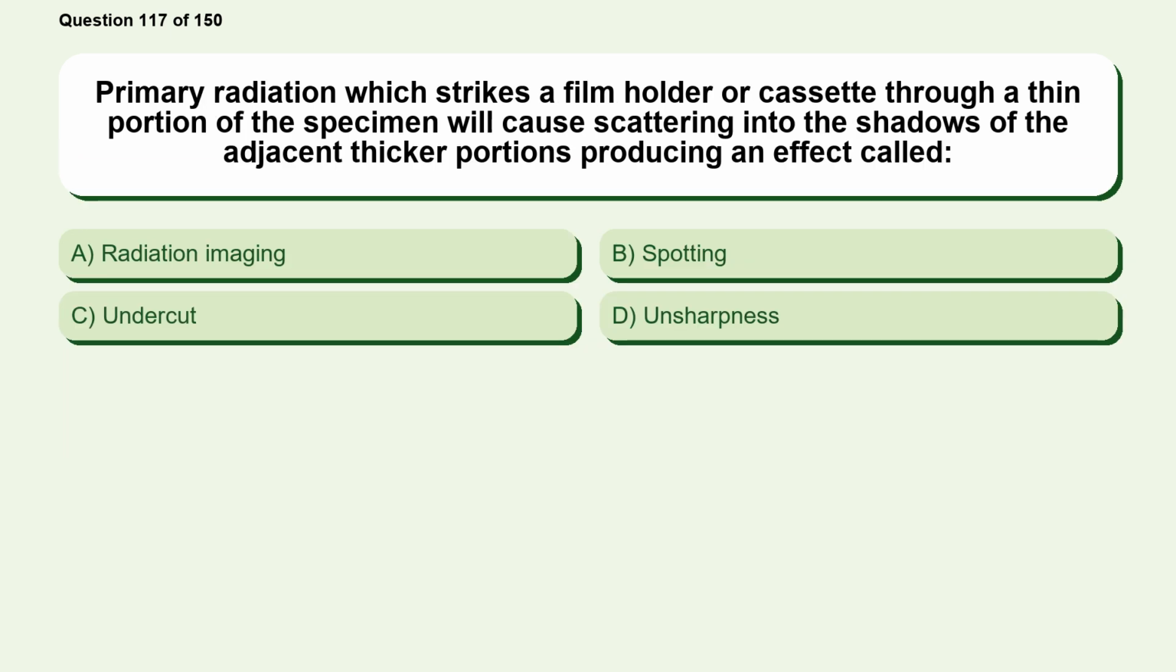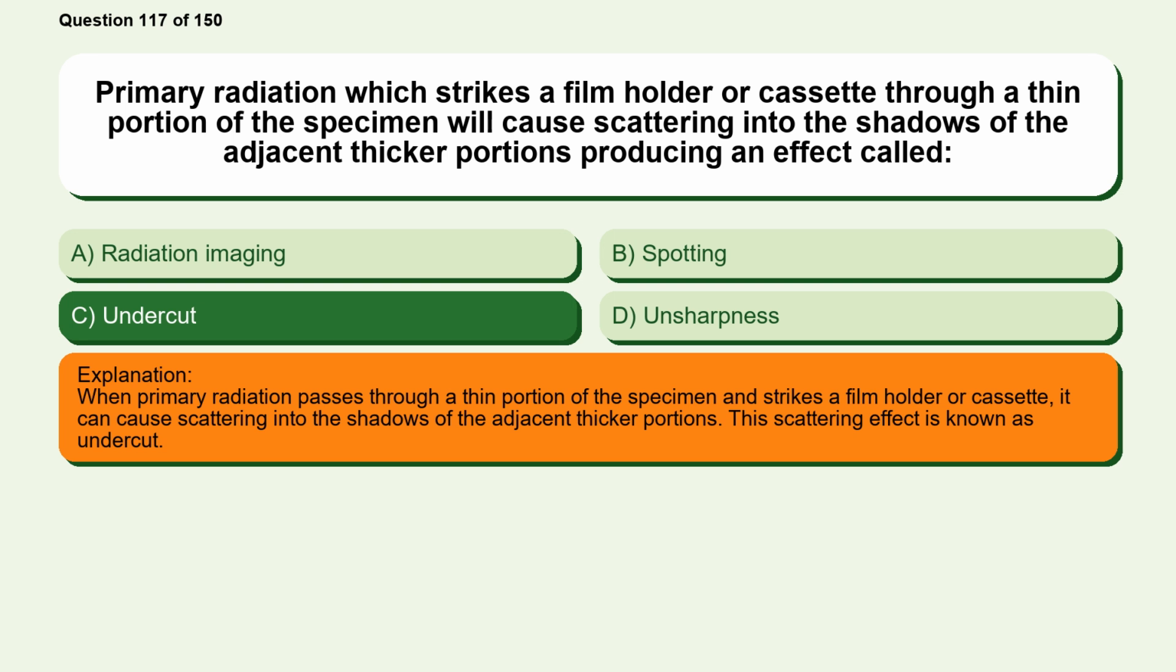Question 117. Primary radiation which strikes a film holder or cassette through a thin portion of the specimen will cause scattering into the shadows of the adjacent thicker portions, producing an effect called Option A, radiation imaging. Option B, spotting. Option C, undercut. Option D, unsharpness. The correct answer is option C, undercut. When primary radiation passes through a thin portion of the specimen and strikes a film holder or cassette, it can cause scattering into the shadows of the adjacent thicker portions. This scattering effect is known as undercut.